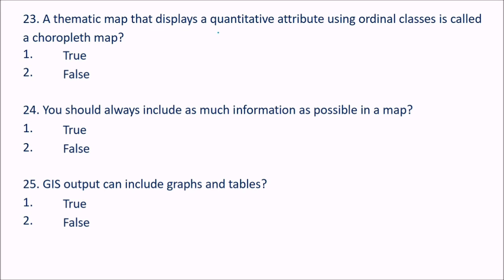A thematic map that displays a quantitative attribute using ordinal classes is called a choropleth map. Is it true? The answer is true. A thematic map that displays a quantitative attribute using ordered classes is called a choropleth map.